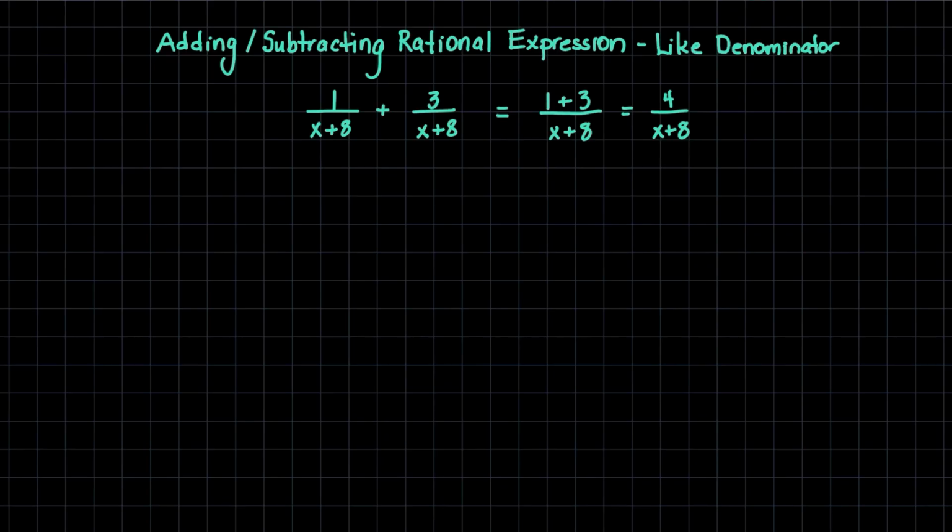x plus 8 is prime. 4 is not, but x plus 8 will not simplify any further. So 4 over x plus 8 is our final answer.